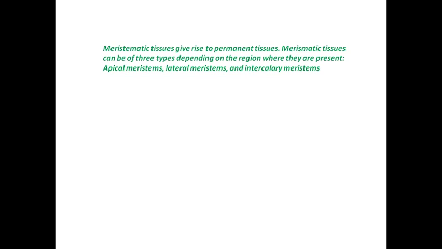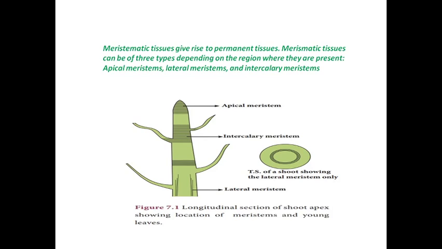And these meristematic tissues are of different types. On the basis of the position of the meristematic tissues, they may be divided into three types. Number one is apical meristem, number two is lateral meristem, and number three is intercalary meristem. On the basis of position, the meristematic tissue which is present on the apex of a root or a shoot is called apical meristem. It is present on the apex of a root or a shoot.